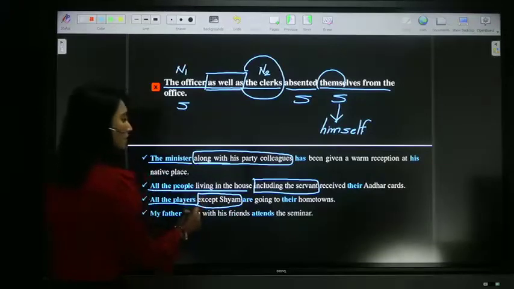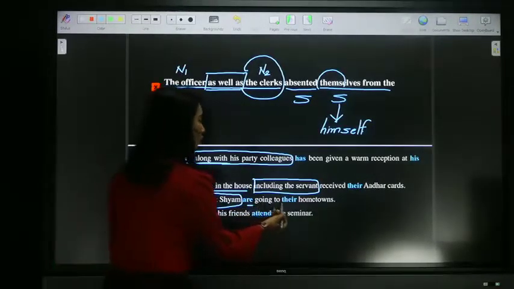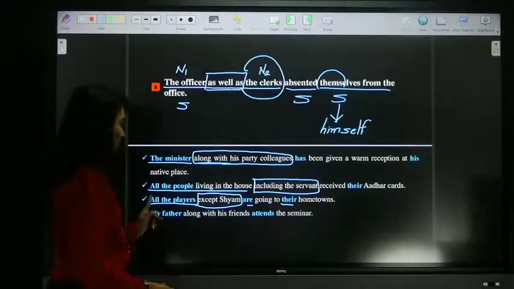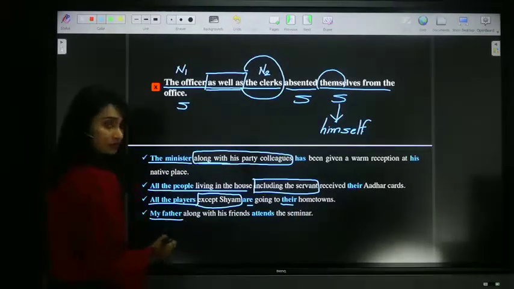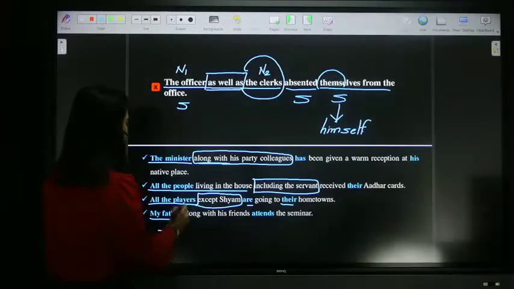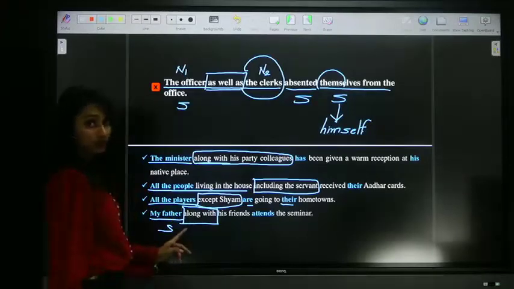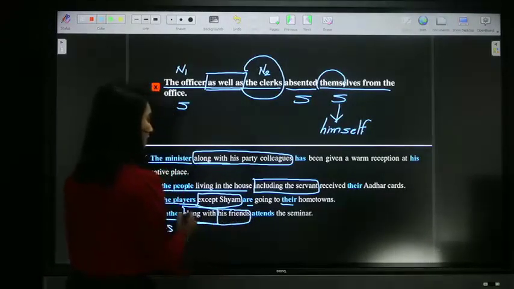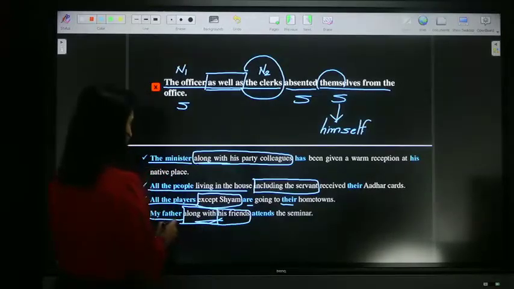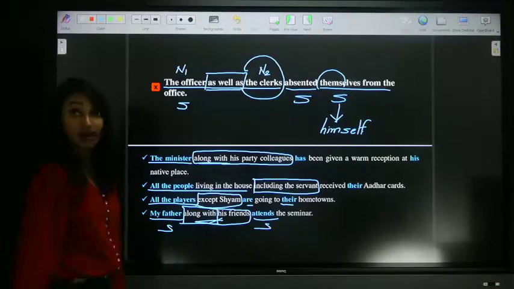Next, all the players except Shyam. So except Shyam is additional information. Subject is all the players are going to their hometowns. Plural, plural verb, plural pronoun. My father, singular, along with his friends. Along with gives additional information. So along with his friends, you should not consider as subject. Now, my father is singular, so singular verb, attends the seminar.